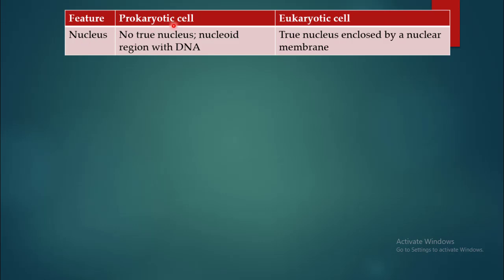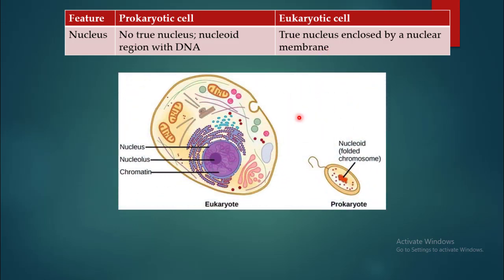When we talk about the prokaryotic cell, there is no true nucleus, and the DNA is present in a particular region in a prokaryotic cell, which is known as the nucleoid. The eukaryotic cell has a true nucleus. By that I mean that they have a proper nuclear membrane which surrounds the genetic material. If you look at this image, if this is a prokaryotic cell, this is the nucleoid region where the genetic material is present, but it is not surrounded by any nuclear membrane. And you can see a very clear nuclear membrane in the eukaryotic cell which surrounds the genetic material.